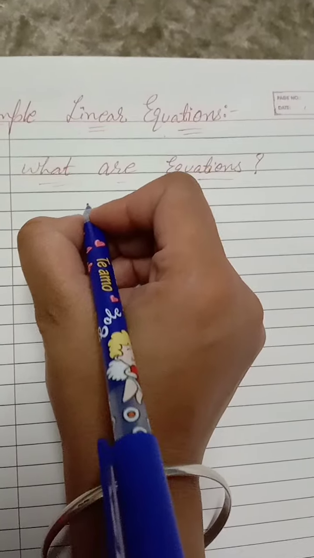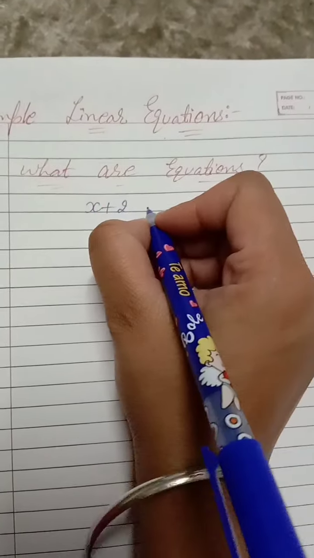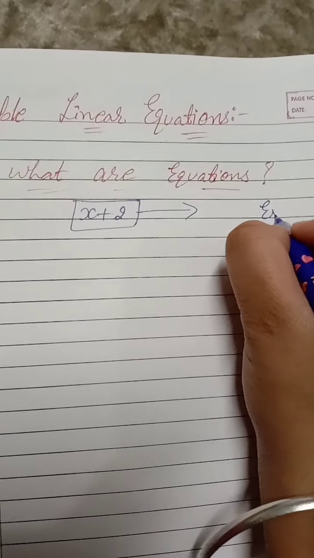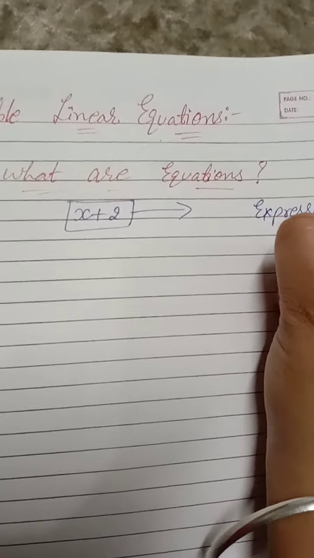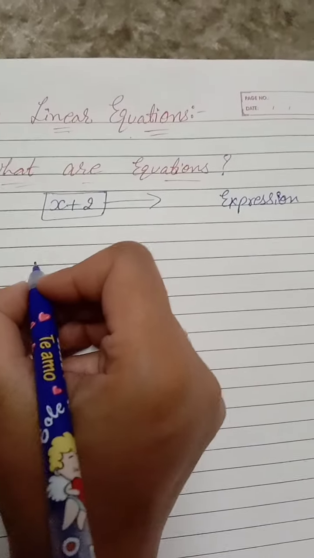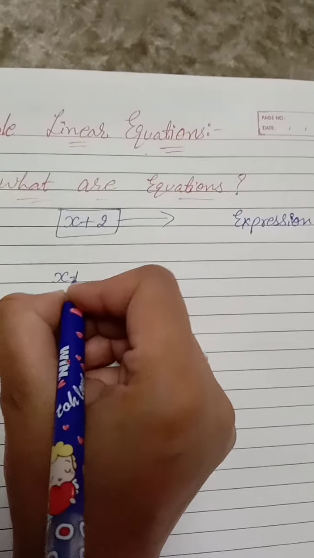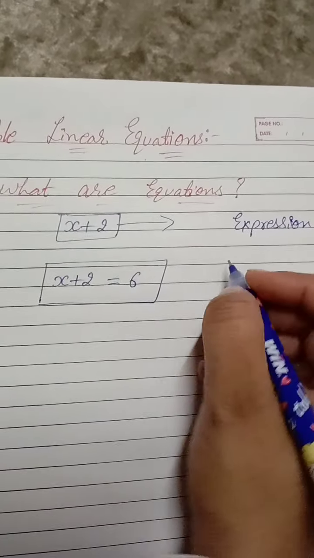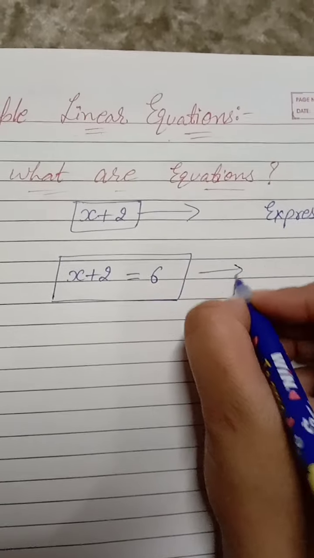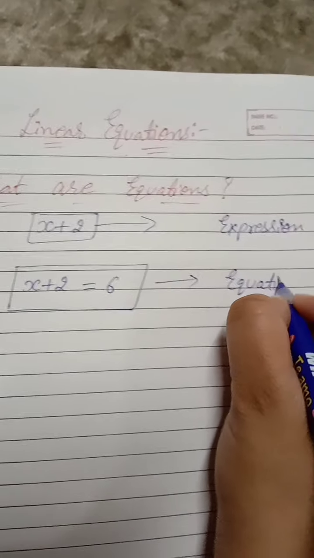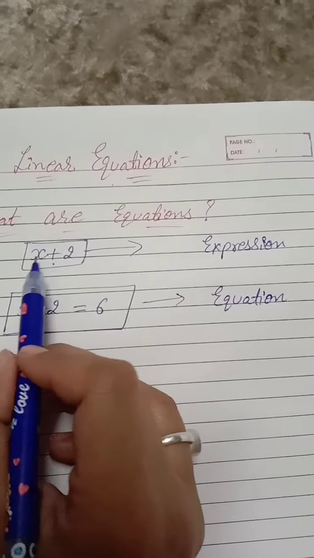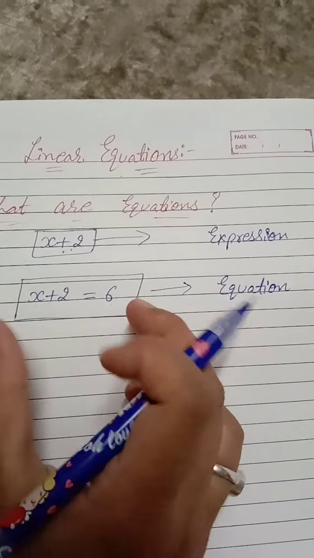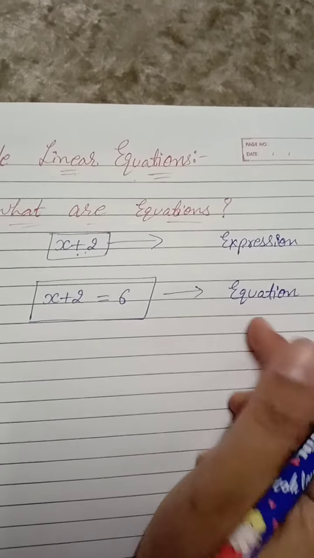If I write x plus 2, then it is called an expression. If I put this expression equals to 6, then an equation is formed. Here x plus 2 is called an expression. When I put x plus 2 equals to 6, then it is called an equation.